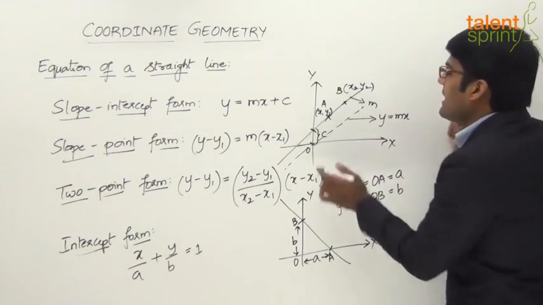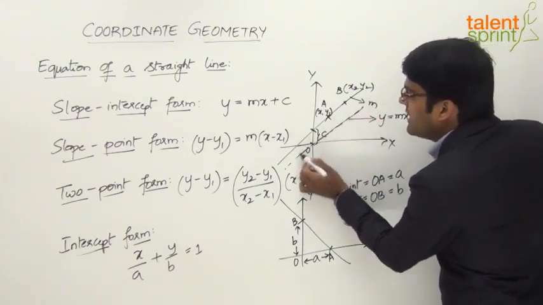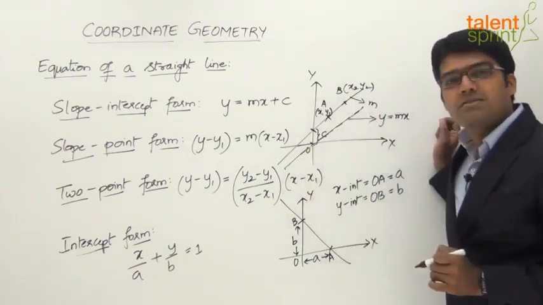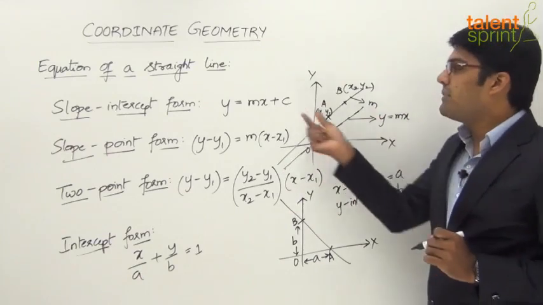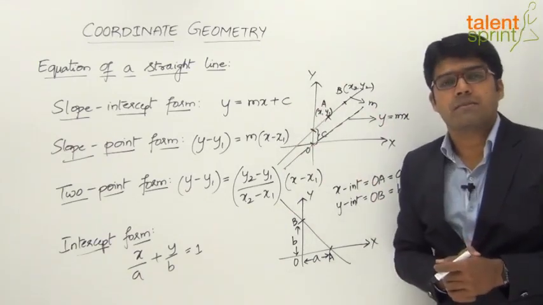Understand, there is no other way that the line can cut the y-axis. It has to cut the y-axis only at the origin. Hence, the line passes through the origin is the conclusion that we can make when c equals 0. And the equation of the line becomes y equals mx.